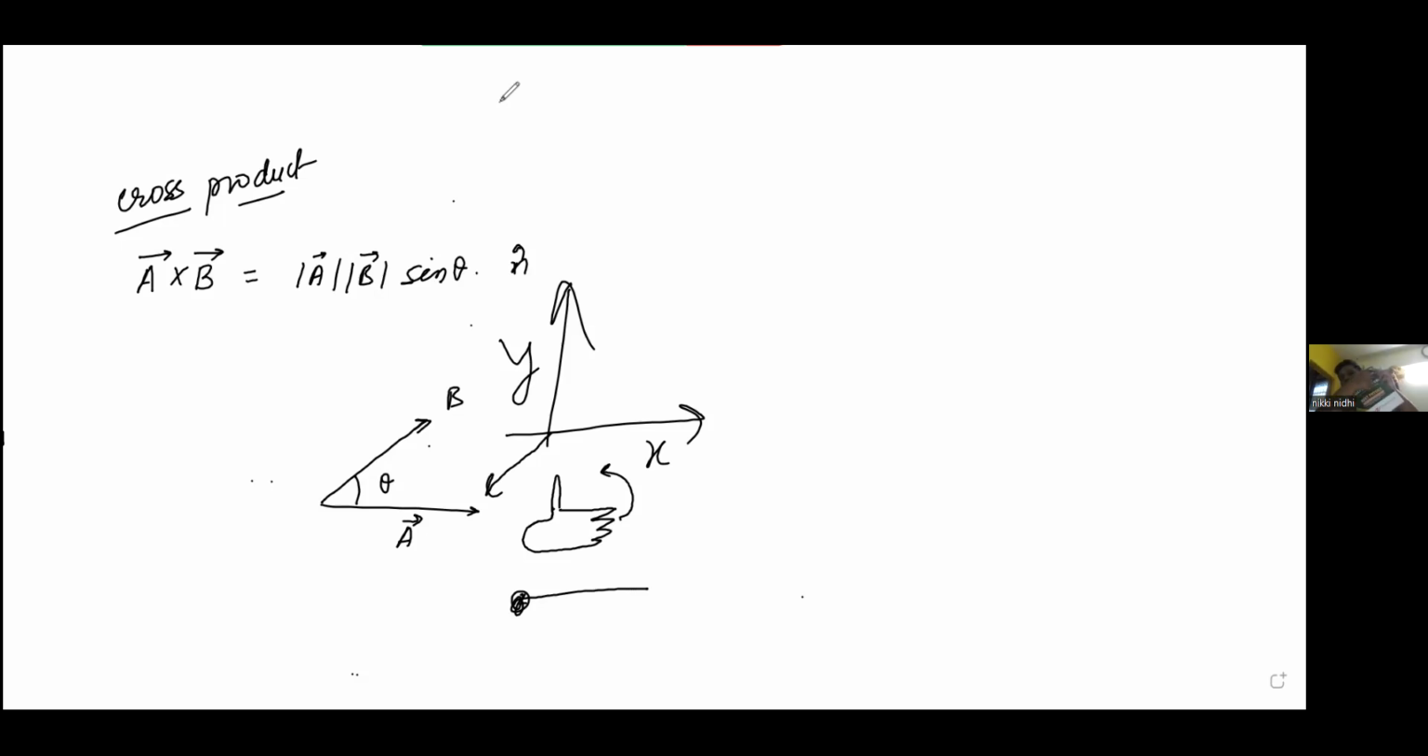So how do you get the circle? The circle will be like this, right? And the axis is perpendicular. Can you all see? If it rotates like this, then the circle is in this plane. So the axis is the direction of this cross product.